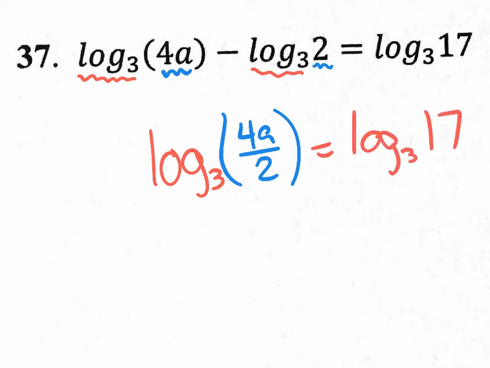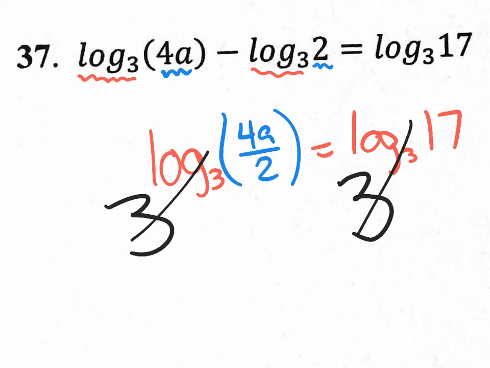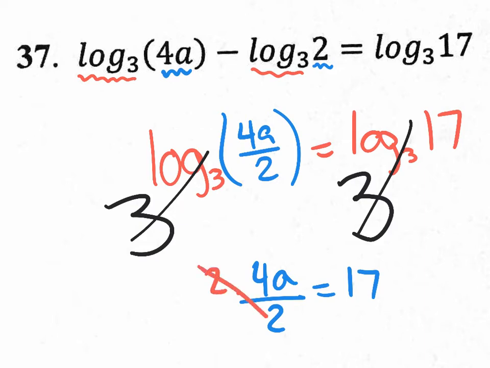of 17. So now that we have log base 3 on both sides, you could technically raise both sides to become powers of base 3. That will eliminate, and what we have here is 4a divided by 2 equals 17. So this is a regular algebra 1 problem that we could solve. Let's get rid of that fraction by doing the opposite, multiplying by that denominator, 2, multiply by 2 to keep the balance. You will have 4a equals 34.